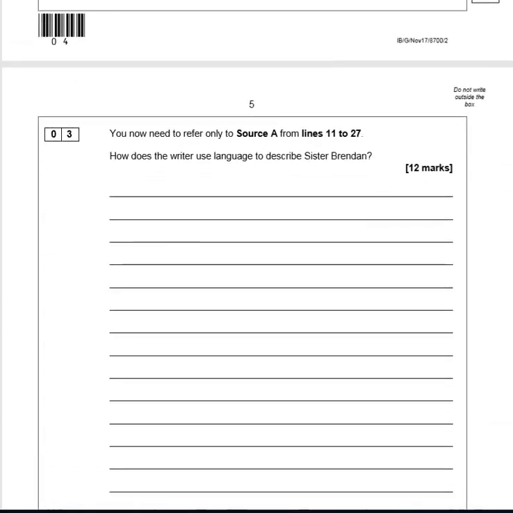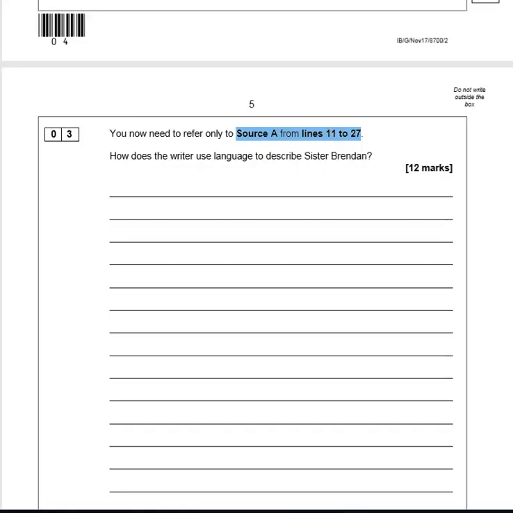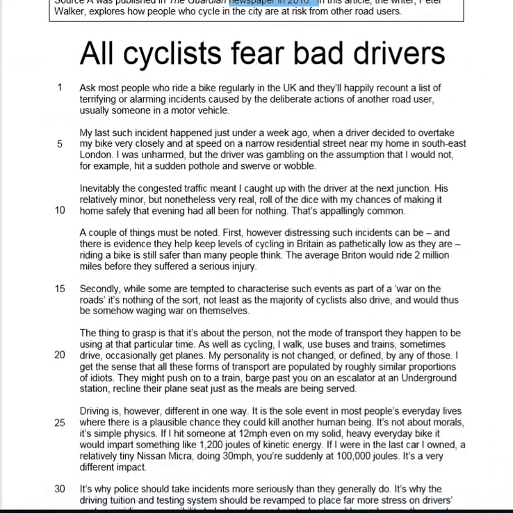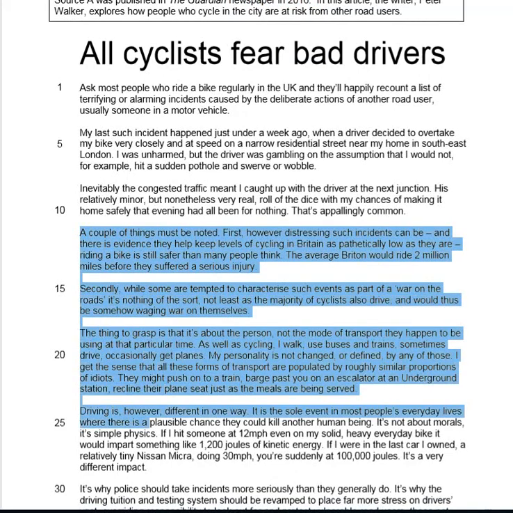Question 3, we've seen this question before. This was question 2 in English Language Paper 1. Be careful on the lines. You now need to refer only to source A from lines 11 to 27. I think it's good practice to highlight. Highlight that. There, source A, lines 11 to 27, and before you answer it, go to the exam paper, the insert, sorry. Let's say source A, lines 11 to 27, and just highlight lines 11 to 25, 26, 27.